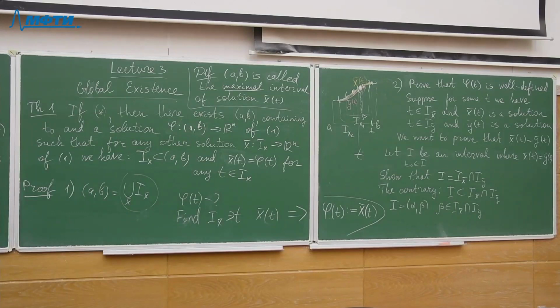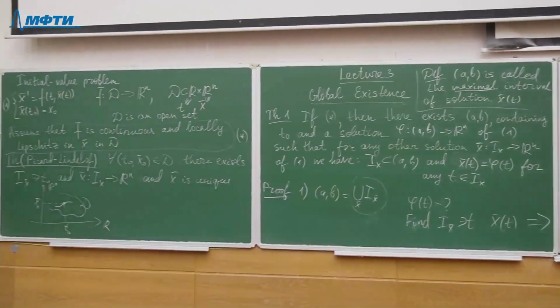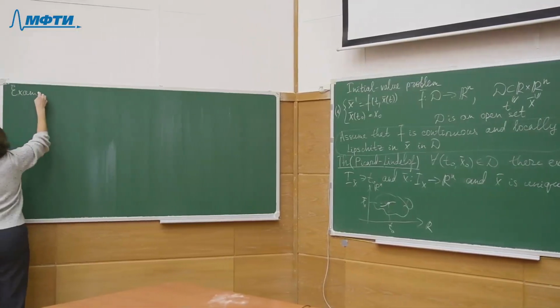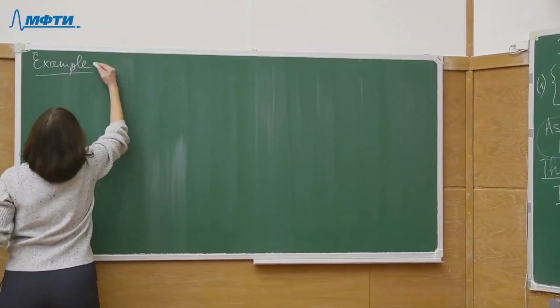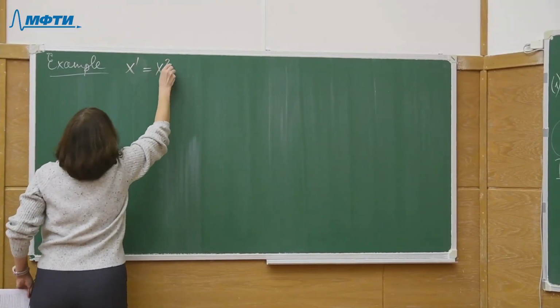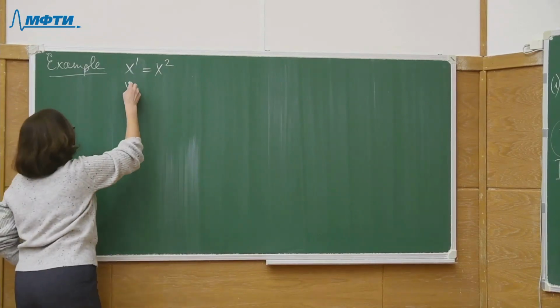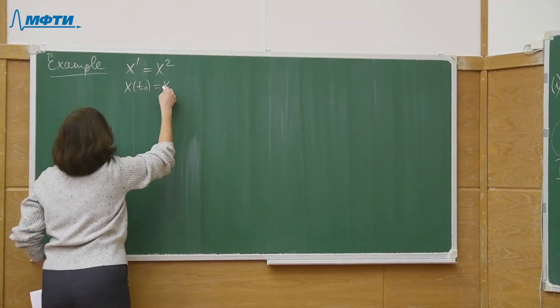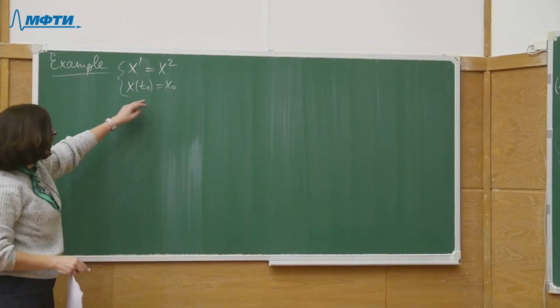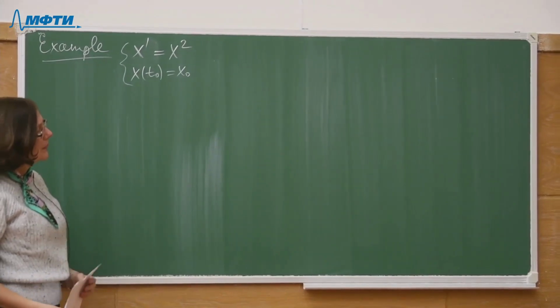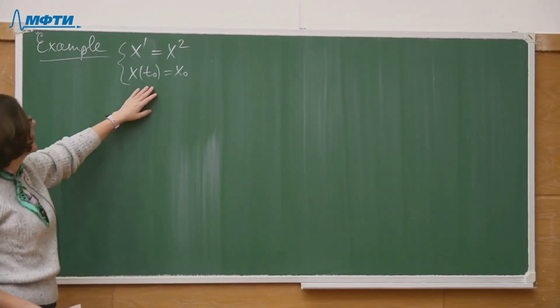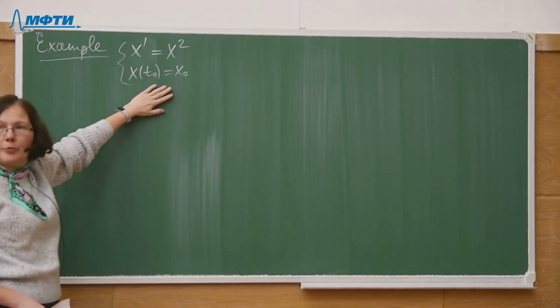Well, let's consider an example now. So it's time to consider an example. We will consider an initial value problem of the form x prime equals x squared and x of t0 equals x0 with arbitrary values of t0 and x0. Let's find a maximal interval for this initial value problem.